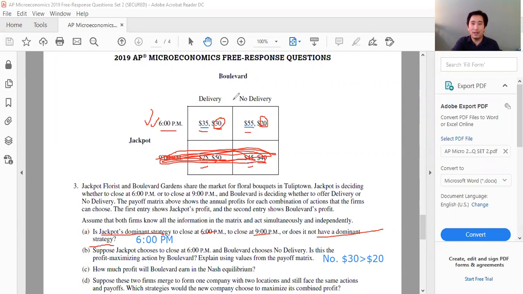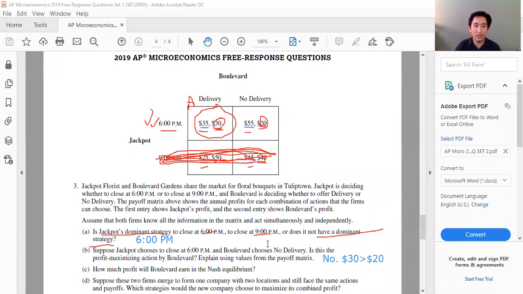And we do know that they actually do have a dominant strategy because 40 is greater than 20 and 50 is greater than 30. But because we know Jackpot is going to choose 6 p.m. no matter what, then we can operate under that assumption, right? So if Jackpot chooses 6 p.m., then delivery would be 30 and no delivery would be 20. And therefore, this option is going to be a Nash equilibrium. You can label this as box A here, but the Nash equilibrium basically is such that Jackpot is going to choose 6 p.m. and Boulevard is going to choose delivery.